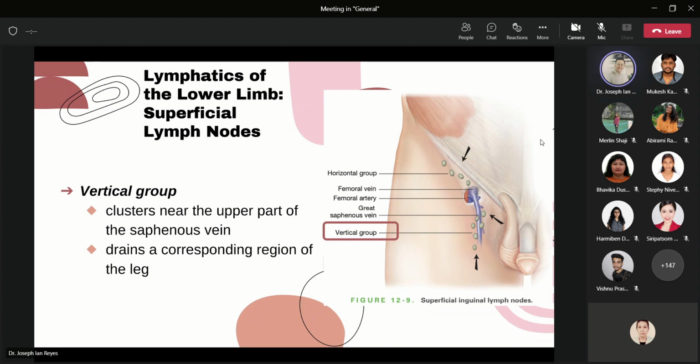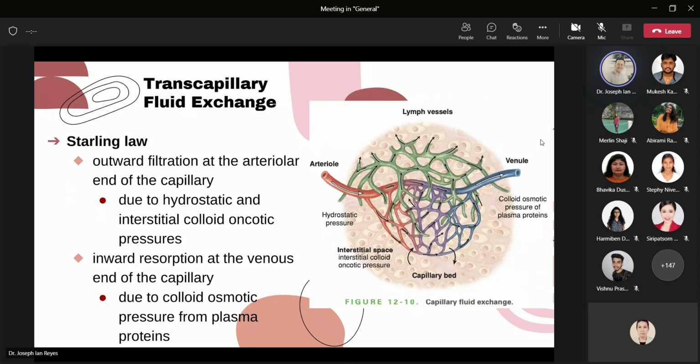So anatomy is done. Let's take a part of physiology. So what is transcapillary fluid exchange?